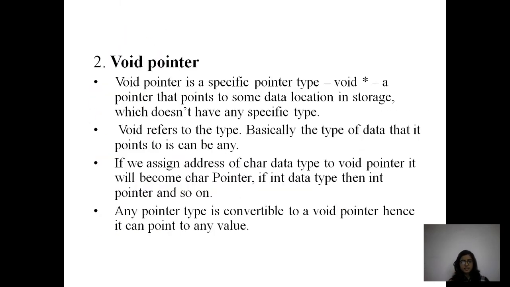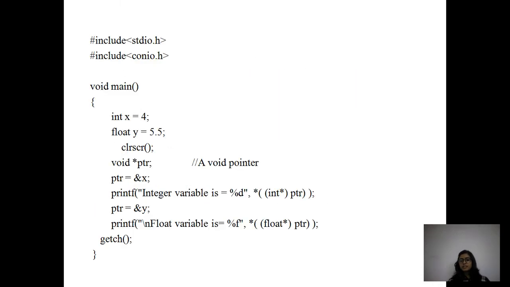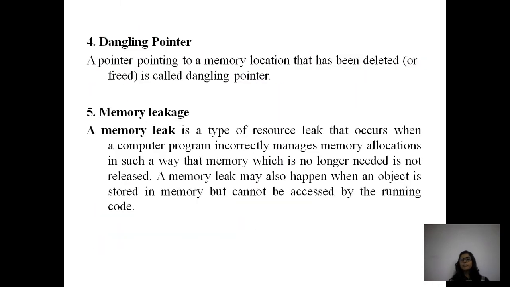As we have discussed in the first slide, let's suppose we have a variable var having value 50 with address 1001, which is pointed to by the ptr. Let's suppose I delete var, and the value 50 is also deleted. Let's suppose ptr still points to that variable, which has nothing in it, which is already free, already deleted. At that time the pointer will be known as a dangling pointer.